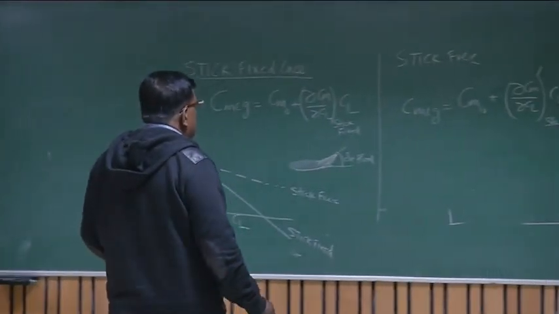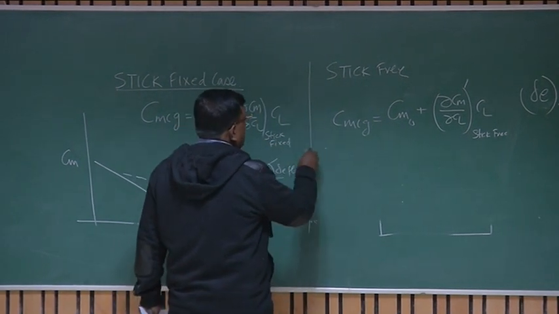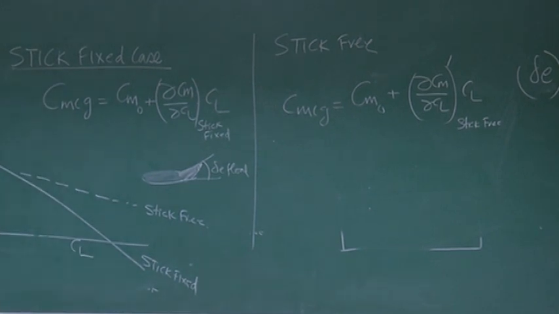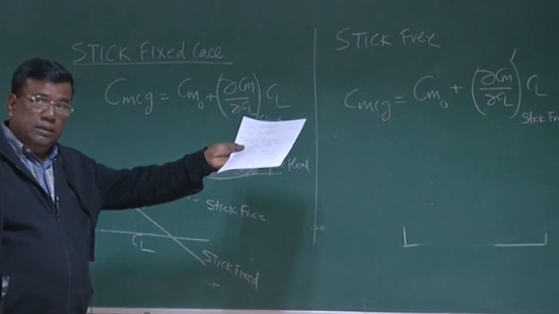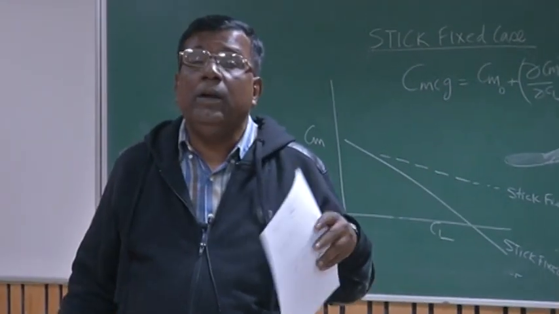So this is one thing you understand, that dCm/dCL stick fixed will be more than dCm/dCL stick free. In a sense, it will be statically more stable compared to that, as far as the mathematical term is concerned, because we have changed the equilibrium now. We have allowed it to float.